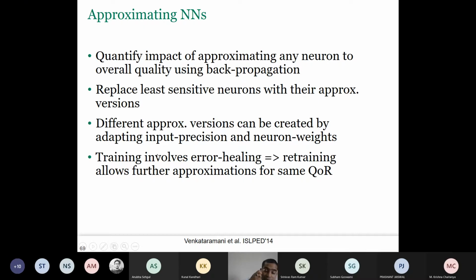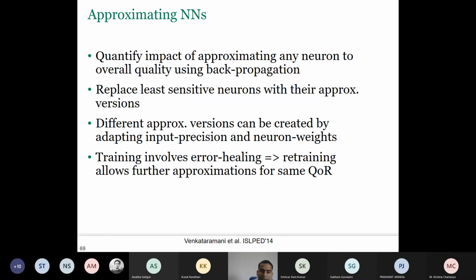And then we can do retraining. In machine learning, there are two phases: one is inference, one is training. Training involves error healing. When you retrain a network, whatever errors have happened or whatever accuracy degradation has happened will be recovered. In training, all those errors which we have purposefully introduced will be overcome, and quality will be further improved. So by using further retraining, we can do further approximation.